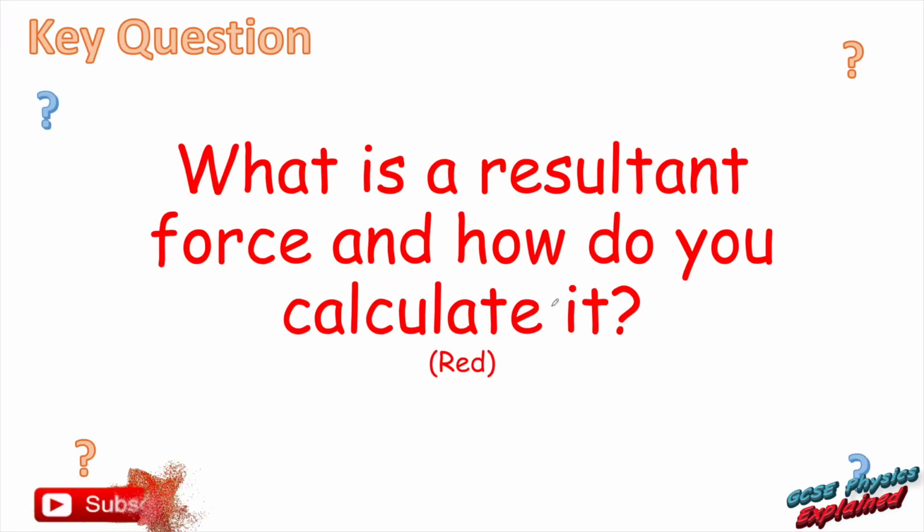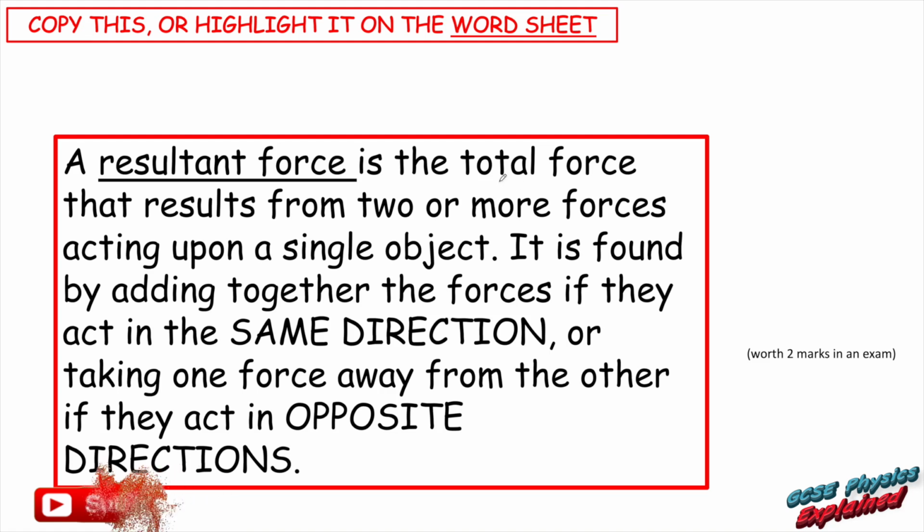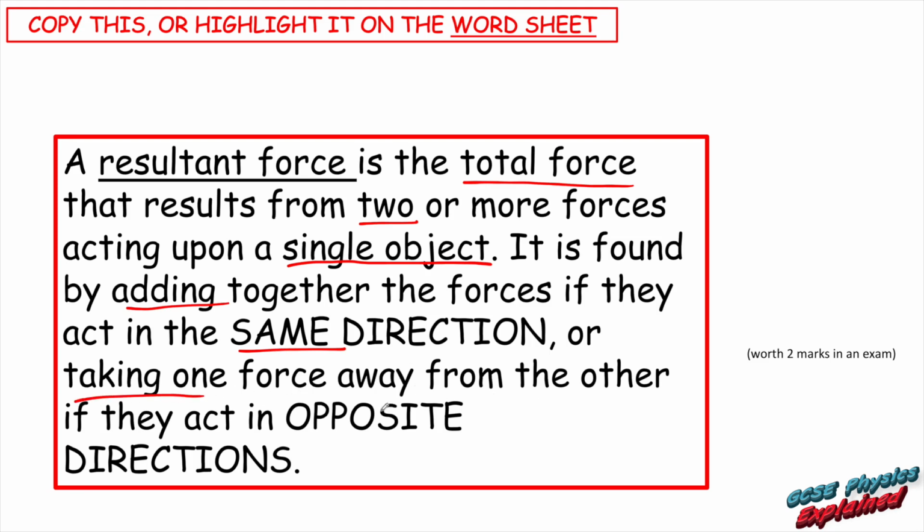What is a resultant force and how do you calculate it? A resultant force is the total force that results from 2 or more forces acting upon a single object. It is found by adding together the forces if they act in the same direction, or taking one away from the other if they act in opposite directions. Alright, now you will get 2 marks for that, and let us explain what it means.